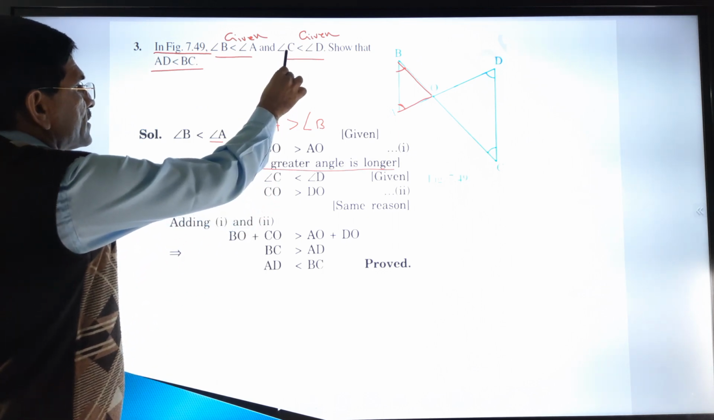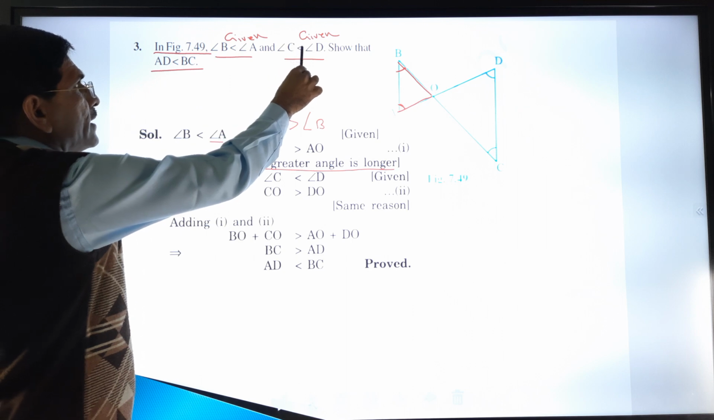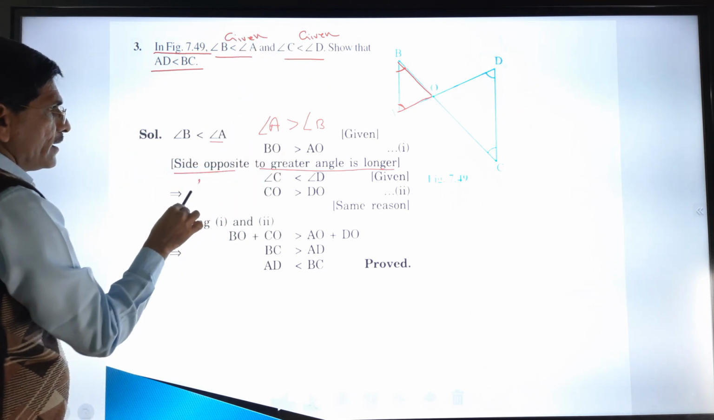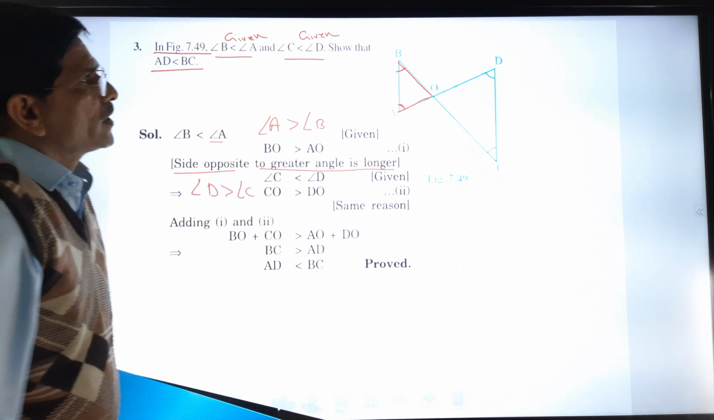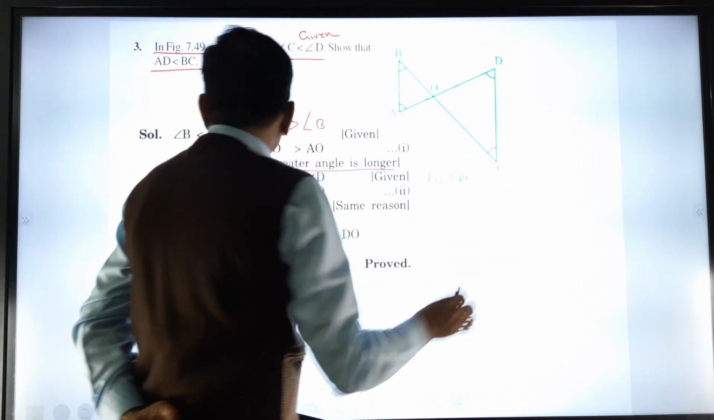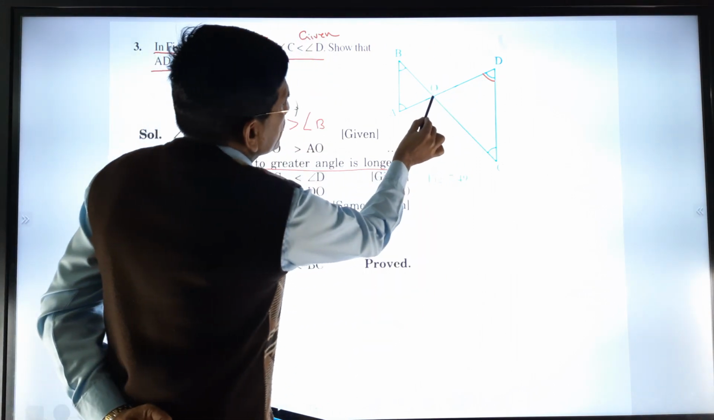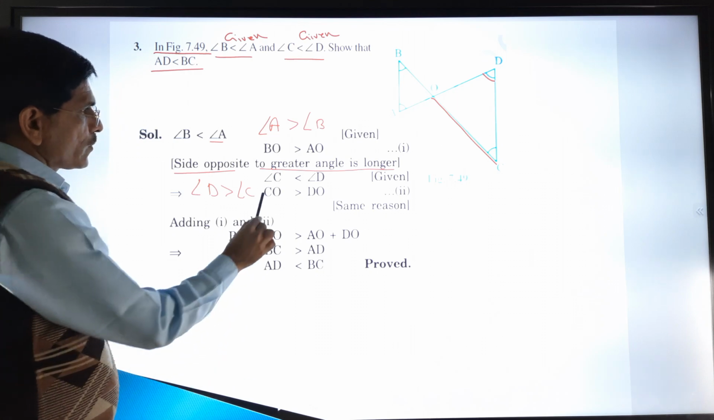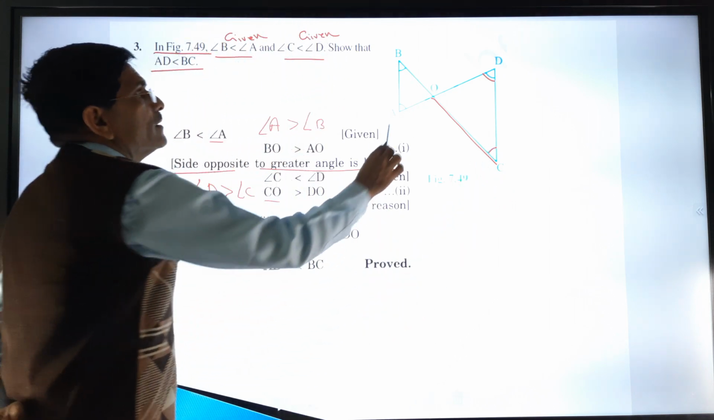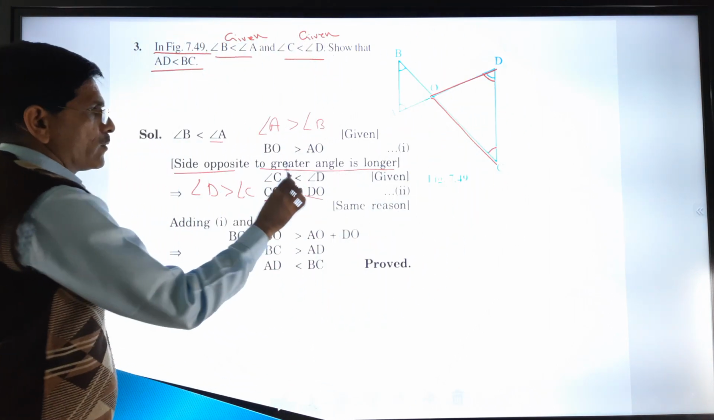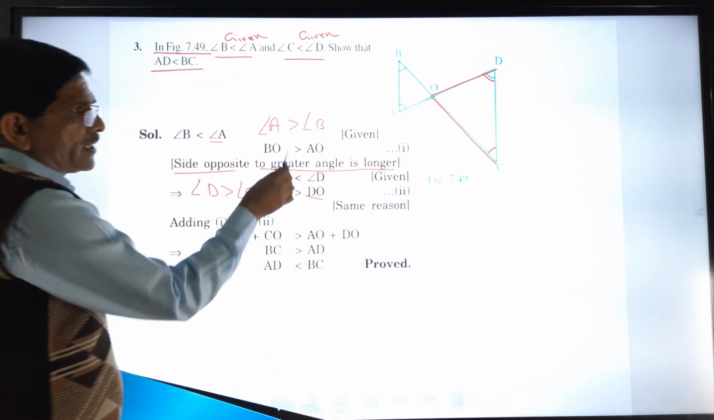Again, what is given? Angle C is less than angle D. So I can write it here: angle D greater than angle C. Now, the side opposite angle D is OC, or CO. The side opposite angle C is OD, so we write DO. So that is equation number 2, with the same reason.